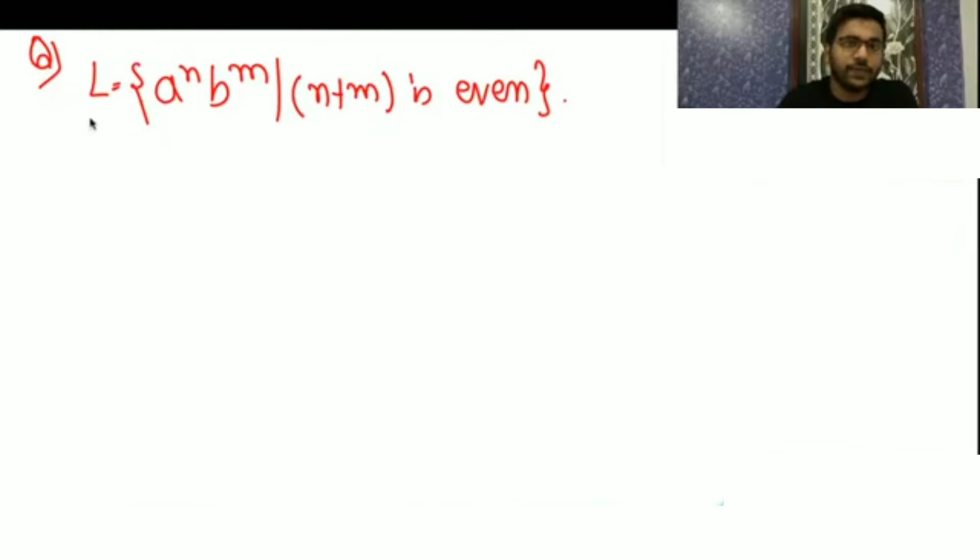And I was asking whether it is a regular language or not. Tell me what you got. Those who are seeing for the first time, they can also try now. It's a to the power n, b to the power m, where n plus m is even.